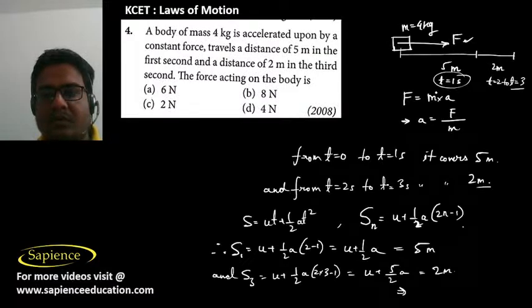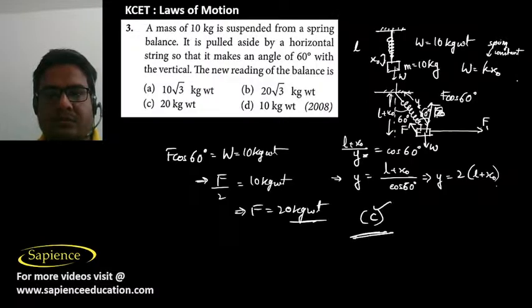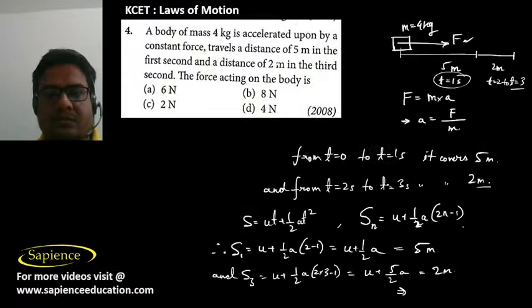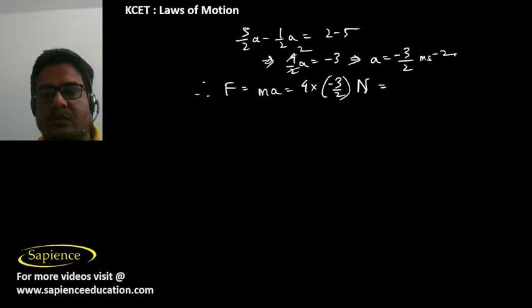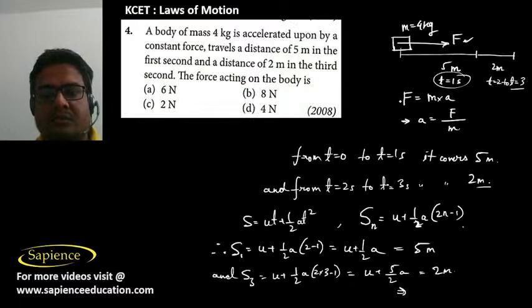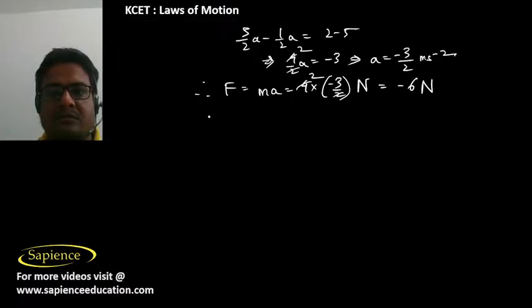Then the force will be equal to mass into acceleration, where the mass is equal to 4 kg, into minus 3 by 2 Newton. So that is minus 6 Newton. Option A is the correct answer.